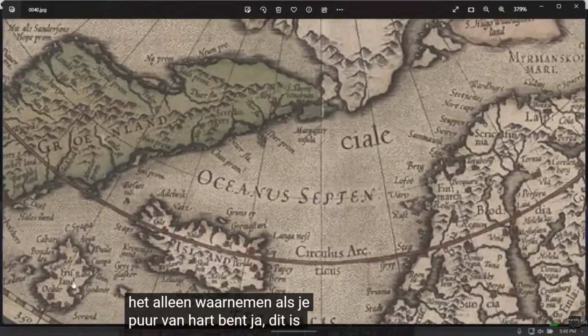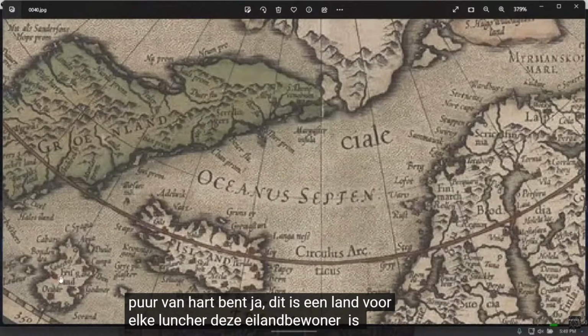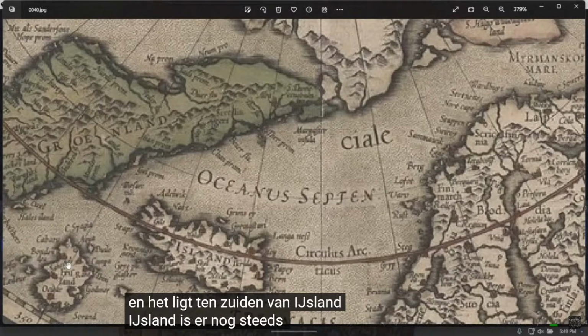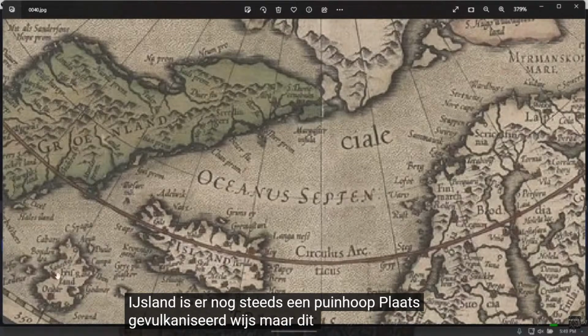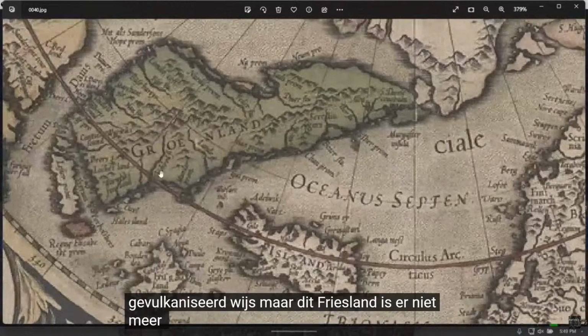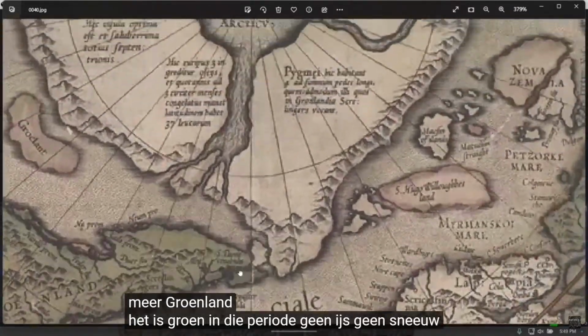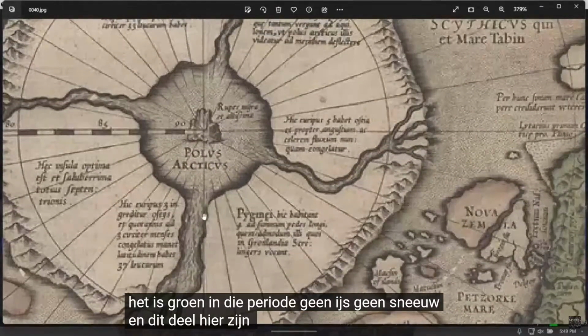Yeah. This is a land, Friesland here. This island here is no longer there, and it's south of Iceland. Iceland's still there, a messed up place volcanically, but this Friesland is no longer there. Greenland, it's green at that period. No ice, no snow.